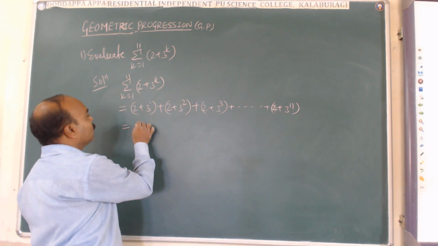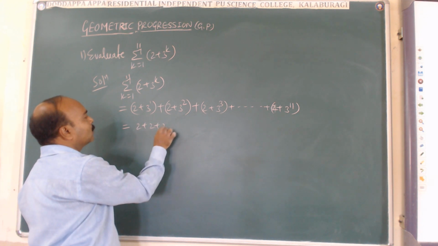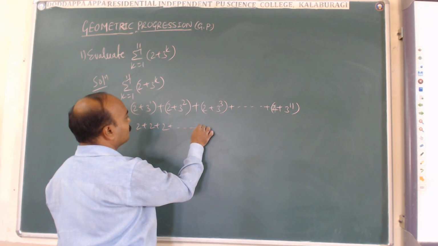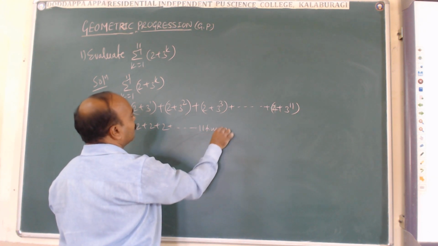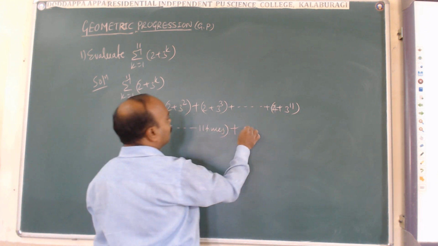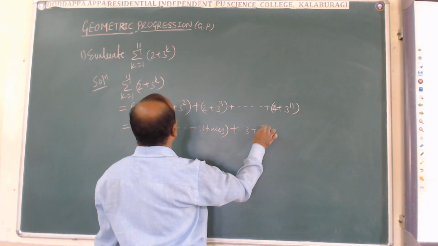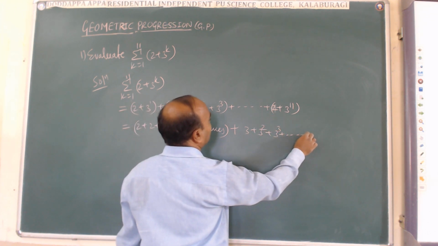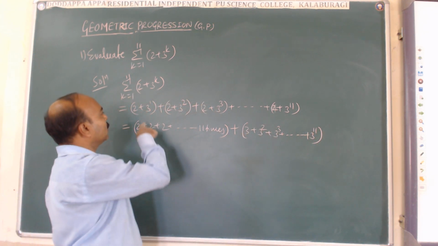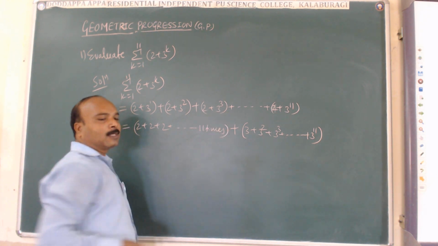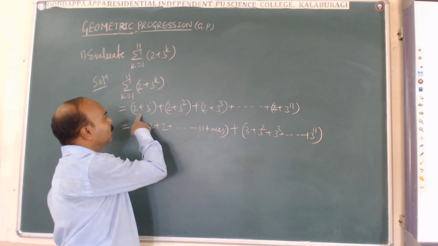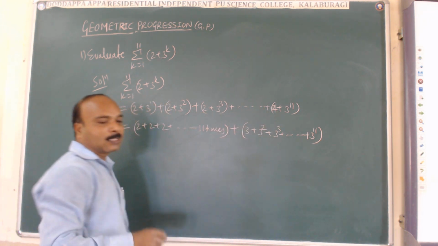Now here we take the 2s separately: 2 plus 2 plus 2 up to 11 times. Take 11 times 2 separately, plus here we take 3 first, after that we get 3 square plus 3 cube, up to 3 raised to 11, separated. Now I will take the 2s on one side and the powers of 3 on one side. The 2s taken separately are 2 plus 2 plus 2 plus 2 up to 11 times.